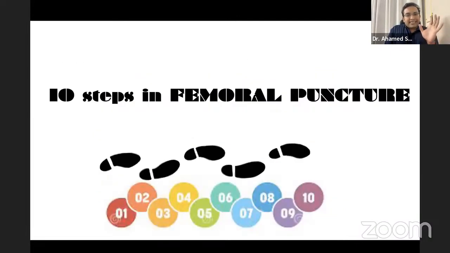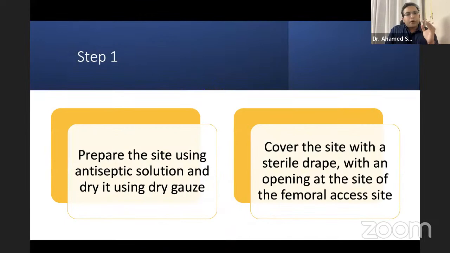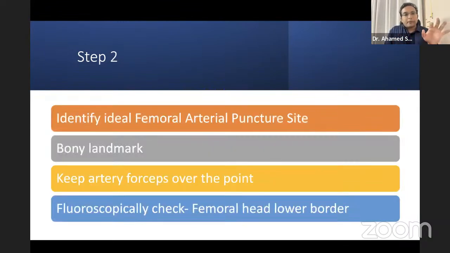If you summarize, we can say that there are 10 steps in the femoral puncture. What are the 10 steps in femoral puncture? One is to prepare the site using antiseptic solution, and dry it with dry gauze. Cover the site with a sterile drape with an opening, a central hole, so that the femoral access site is visible. The second step is to identify the ideal puncture site by all the methods we have discussed earlier, and also looking into bony landmarks and pulse, where there is a maximum pulse.